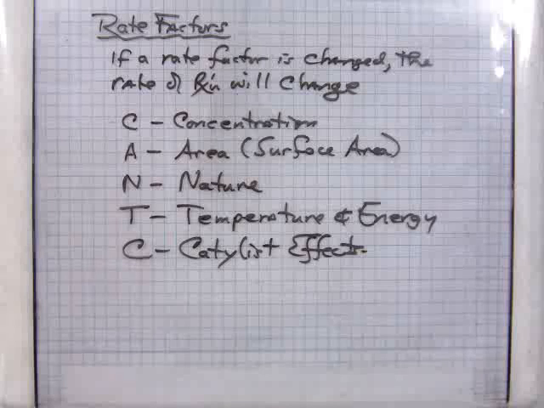Catalytic effects. A catalyst is something that changes the rate of reaction by changing what is called the activation energy. And some of them will increase activation energy and slow a reaction down. Some of them will decrease activation energy and speed the reaction up. But the catalyst in itself in the reaction is never consumed. And we'll show you how that functions in what we call chemical mechanisms.